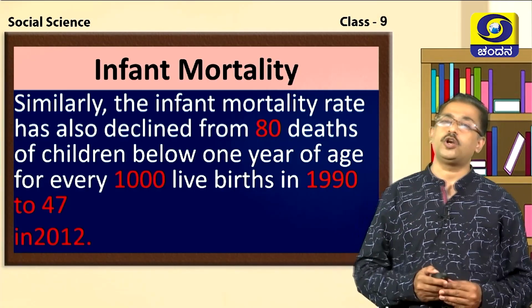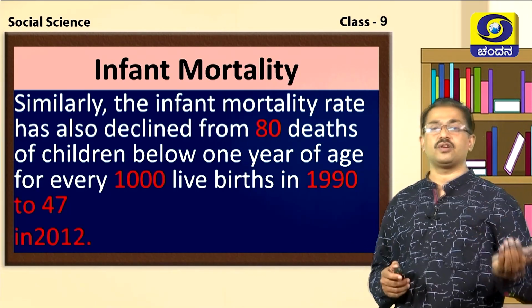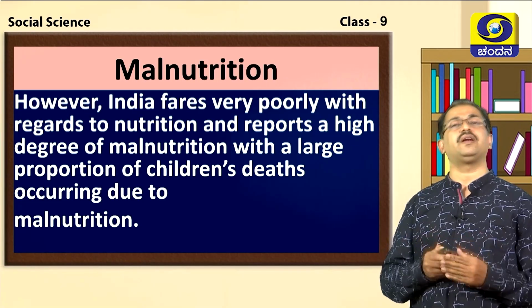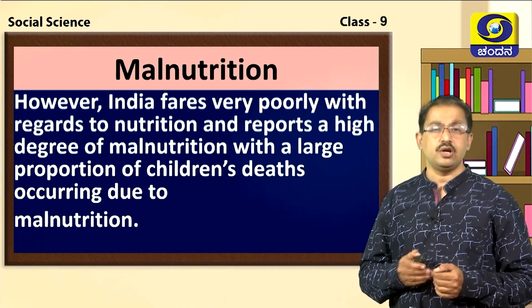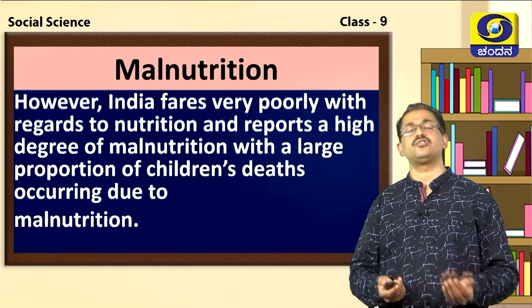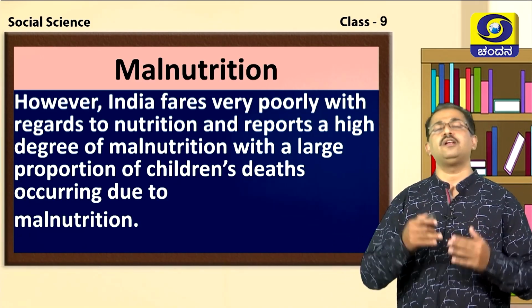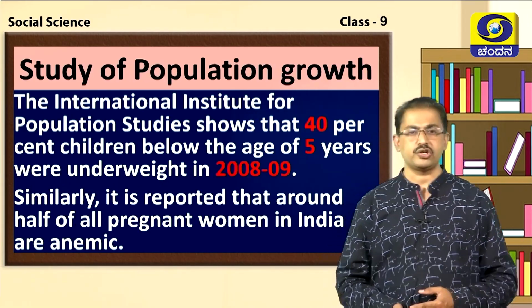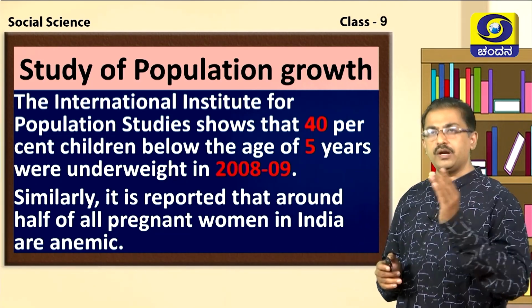This is also a notable achievement. It was earlier 80 deaths, now it has come down to just 47. Malnutrition is also one of the reasons why children are dying at a very early age. India is taking all the measures to provide at least 2 meals a day. Midday meal schemes have been started in order to strike out the malnutrition problem. So, let us see the study of population growth.